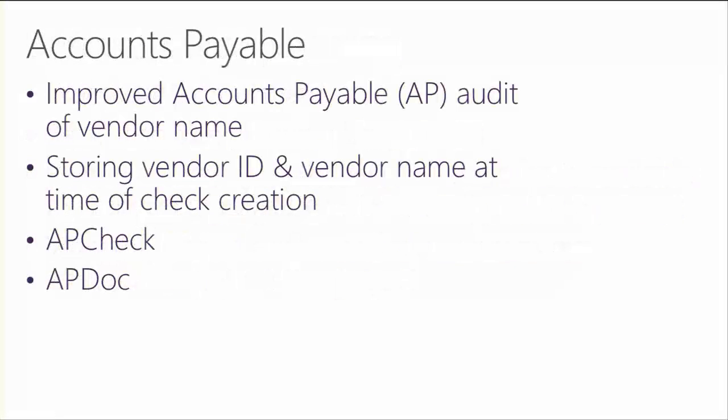Jason? All right, so in accounts payable, we've been able to improve the audit of the vendor name. When you cut checks, we always stored the vendor ID, which is great to have included on your check, but we are now also including the vendor name. So now not only do you have the vendor ID, you have the vendor name to improve your audit capabilities, to make sure that the checks are being cut to the right people. Excellent. Very good point. Love the audit. Very important.